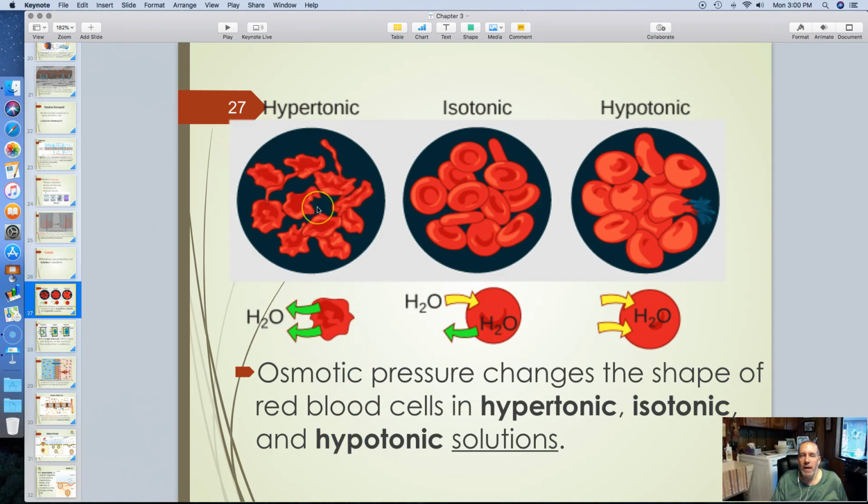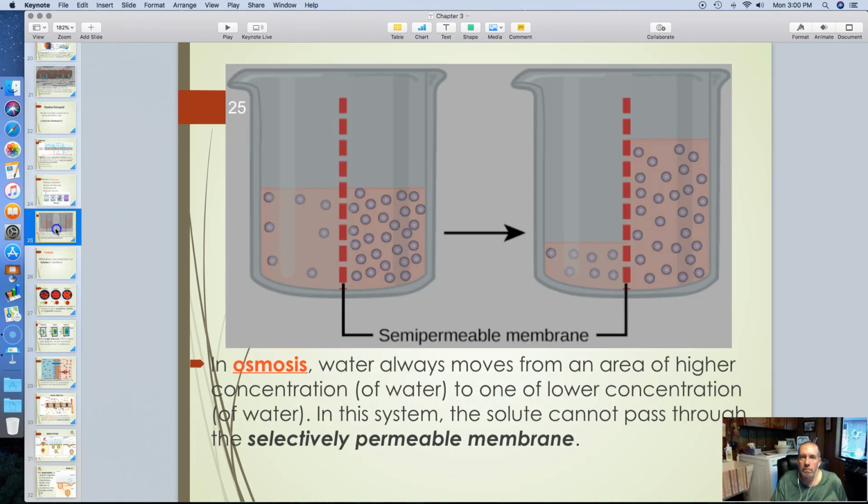So we use the example here of blood cells. So these are all red blood cells that are in a solution, and we would refer to them as being hypertonic because the water is leaving the cell to balance out the concentration of solutes. So there's a greater concentration of solutes outside of the blood cell.